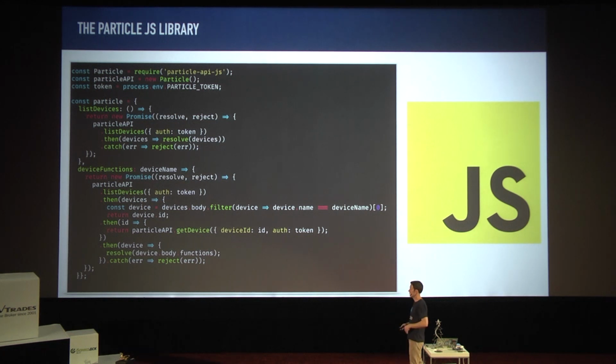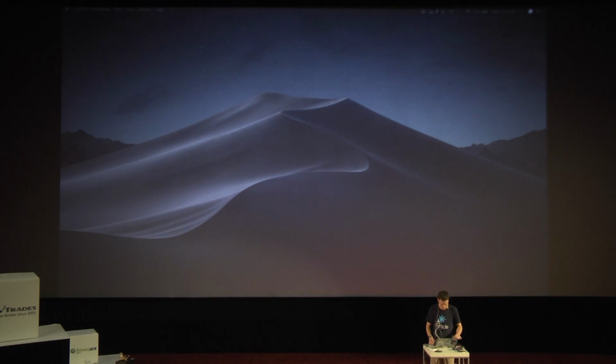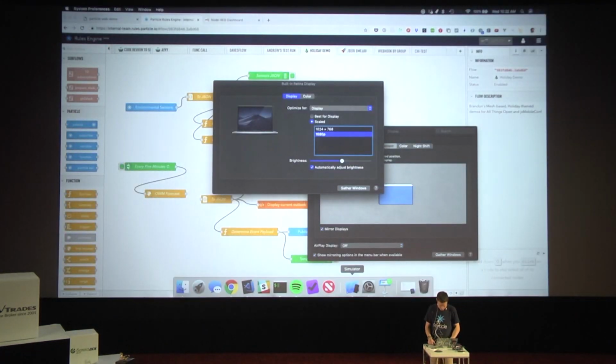And so Particle has a JavaScript API that makes it very easy to understand the state of your individual devices, to call those variables and functions that I mentioned earlier, and to perform publish and subscribe messages between devices as well. So, I am going to show you very briefly what I mean by that.